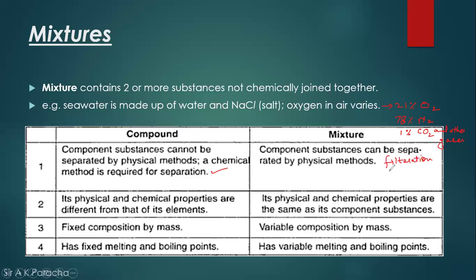filtration, or distillation, fractional distillation, and other methods are also there. Magnetic separator, okay. A magnet can be used for separation of magnetic substances. So there are other means as well. So these all are physical means.